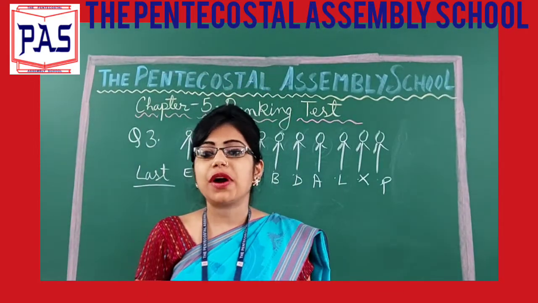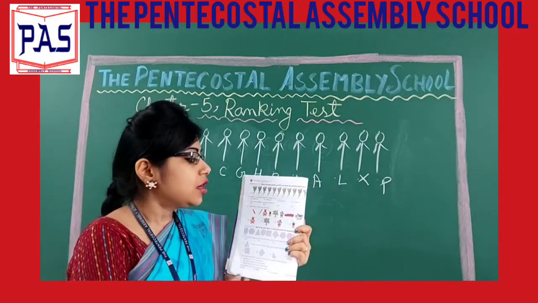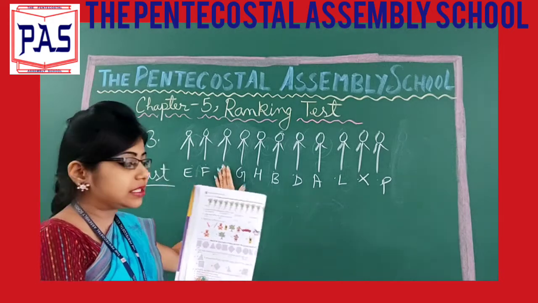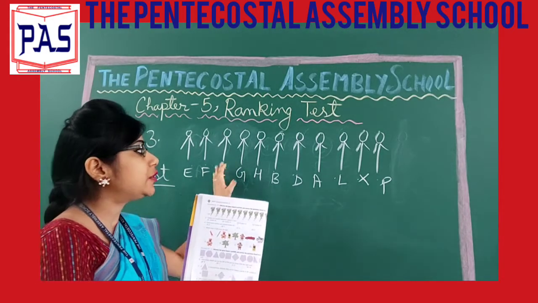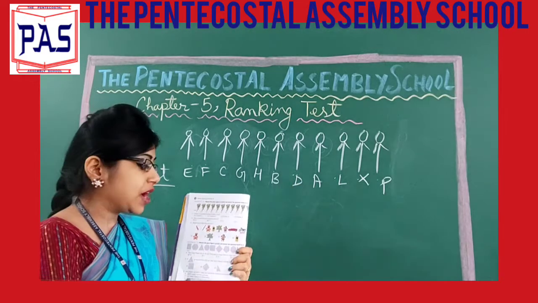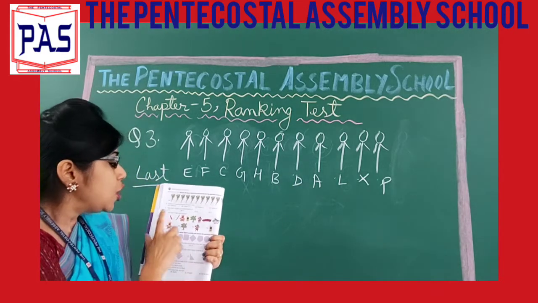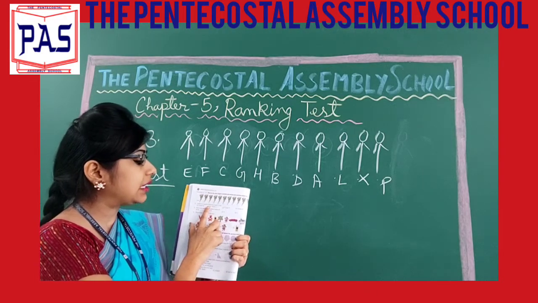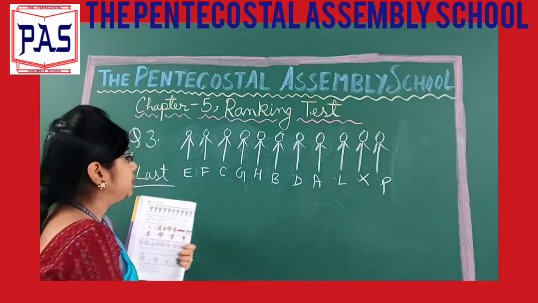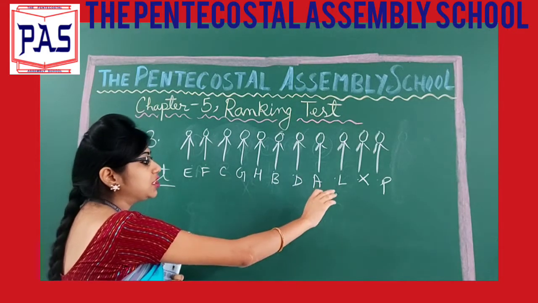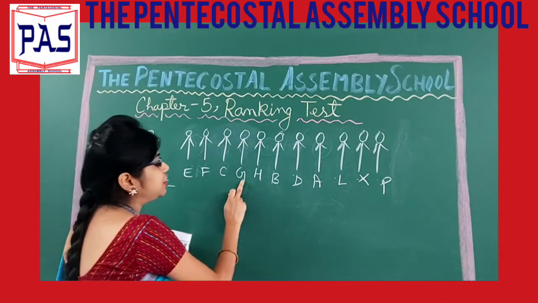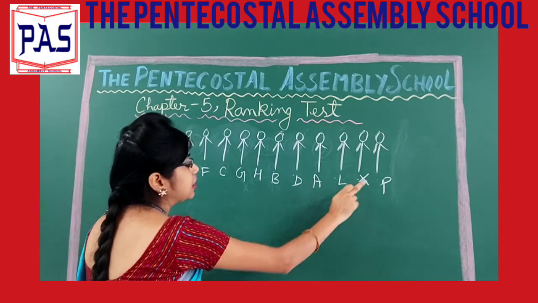Now moving towards question number 3. In question number 3, children, if you count, you will see that there are 11 soldiers, and you have to answer accordingly. Soldier G is exactly between soldier C and dash. There are 11 soldiers and their names are already given: E, F, C, G, H, B, D, A, L, X, P.